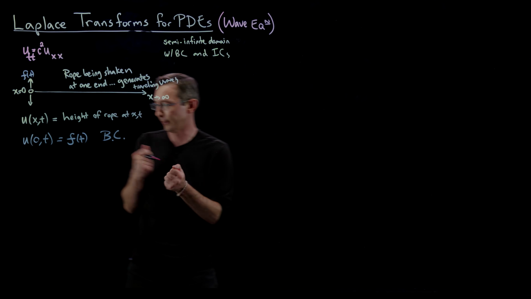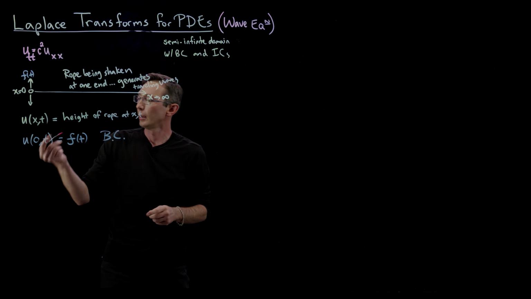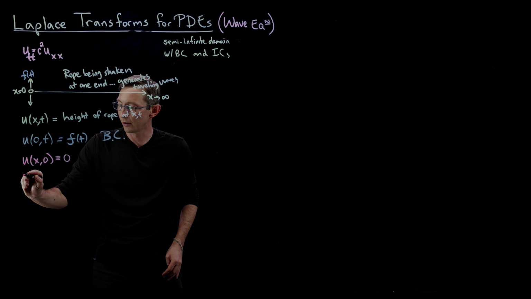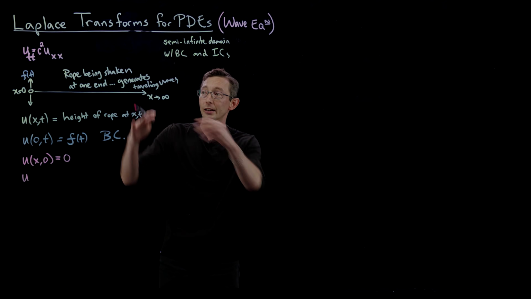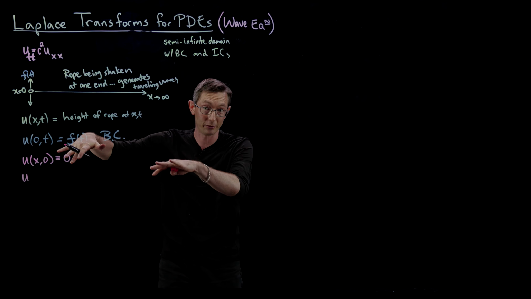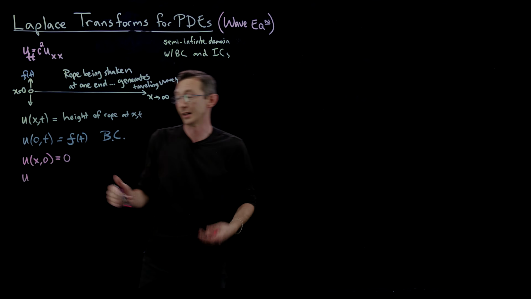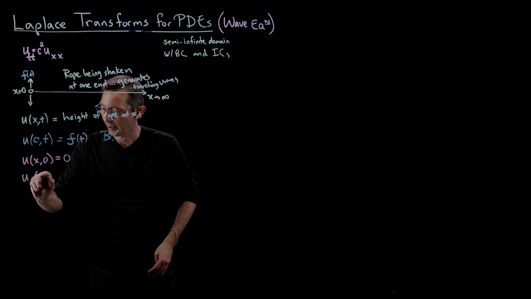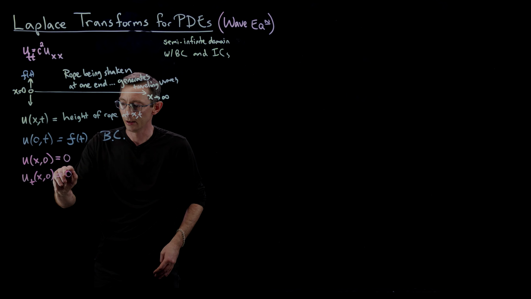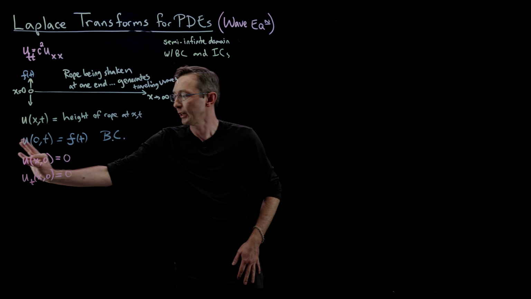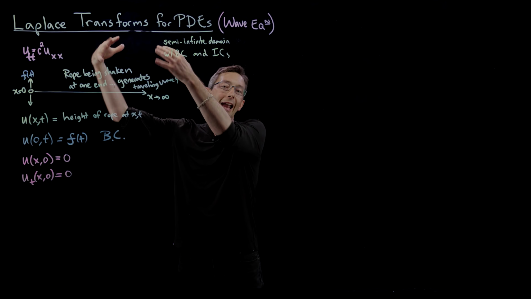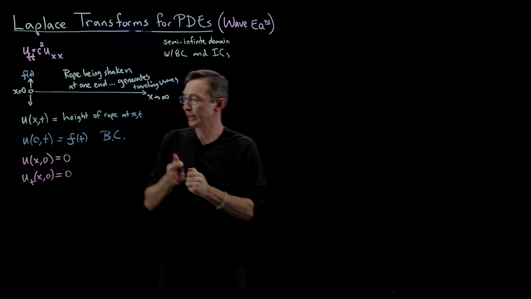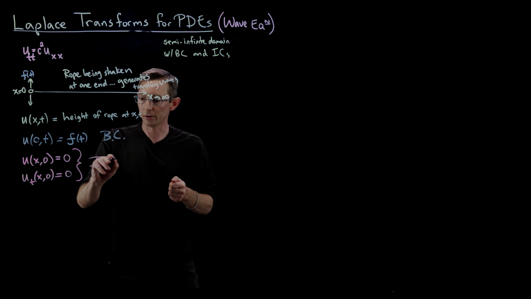And then my initial condition is going to be that at time 0, u of x at time 0 equals 0, and I'm also going to have that it's not just at position 0 passing through with some velocity, but that it really has 0 velocity, that u sub t at x at time 0 also equals 0. So the position is 0 everywhere at time 0, and the velocity is 0 at all locations x at time 0. These are going to be my initial conditions.